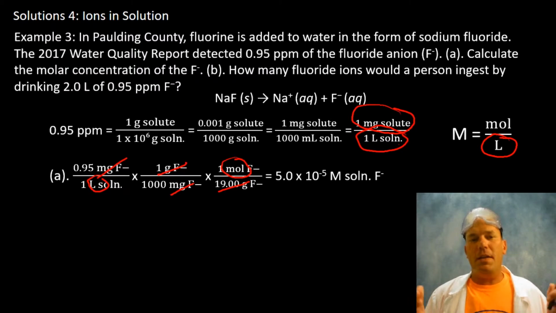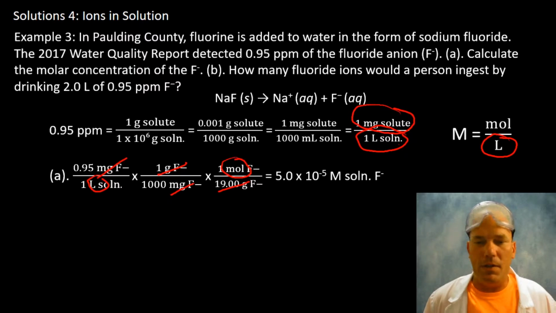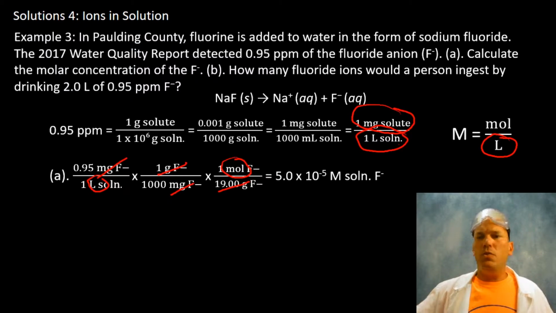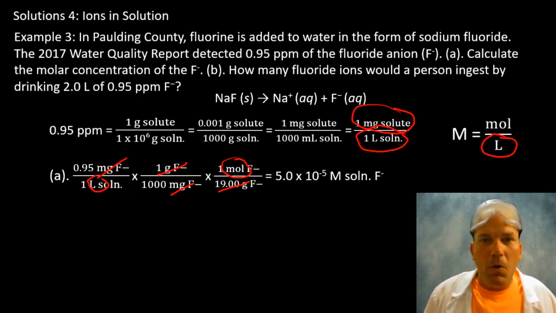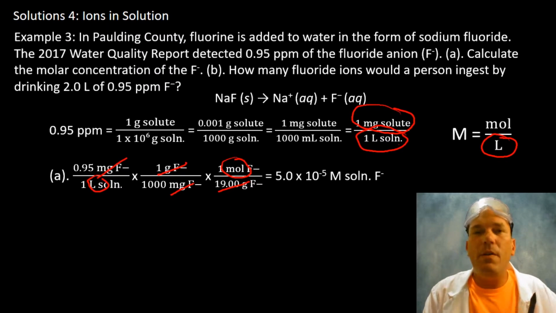Plug and chug fest, multiply everything on top, divide by everything on the bottom, and you will get your final answer for part A of 5.0 times 10 to the negative fifth molar solution of ions. Now for part B, there's a couple ways you could do this. You have the molarity now, and so you could calculate moles. You could go straight into calculating moles because you know the molarity. But I'm going to actually go through a whole line of dimensional analysis here again, because I always want my students to see the whole process laid out.